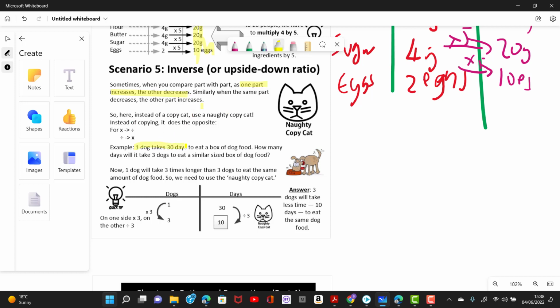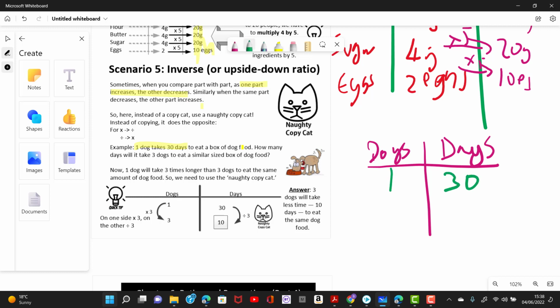One dog takes 30 days to eat a box of dog food. So we're comparing dogs with days. One dog takes 30 days. Now, how many days will it take 3 dogs to eat the same size dog food? More dogs will mean they eat it in a quicker time. So you can't use a copycat, where if it gets bigger on one side, it gets bigger on the other. It's doing the opposite, so instead of a copycat, we do a naughty copycat.